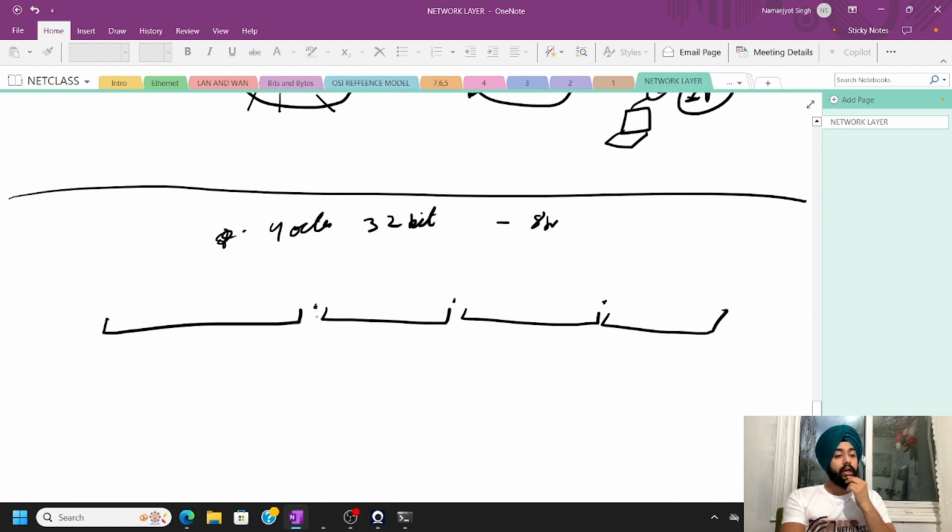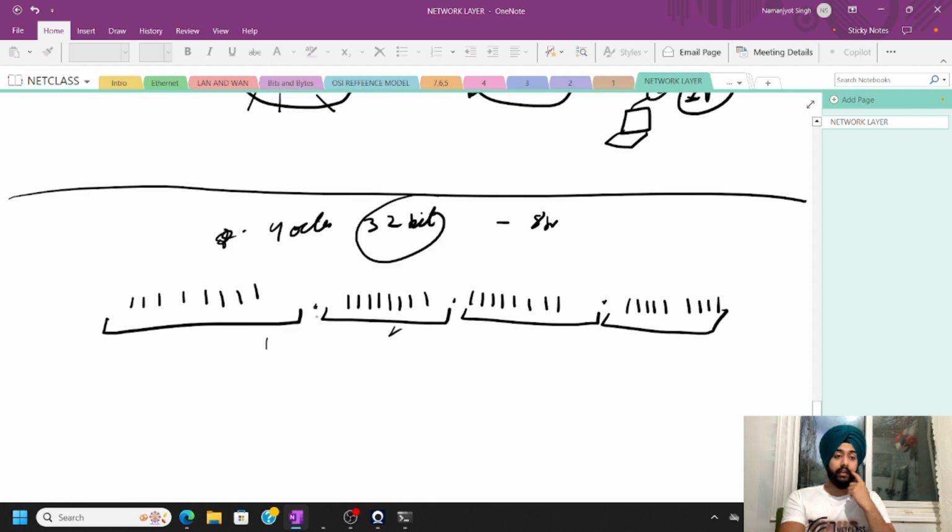When we say 1, 1, 1, 1, 1, 1, 1, 1, 8 times, how many bits are we using? 32 bits. How many octets are there? 1, 2, 3, 4. We are saying it's 4 octets, each having 8 bits. So the maximum value is 255.